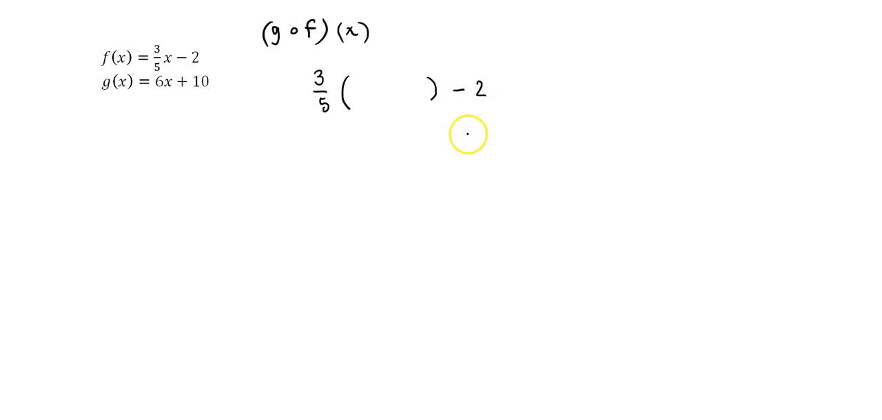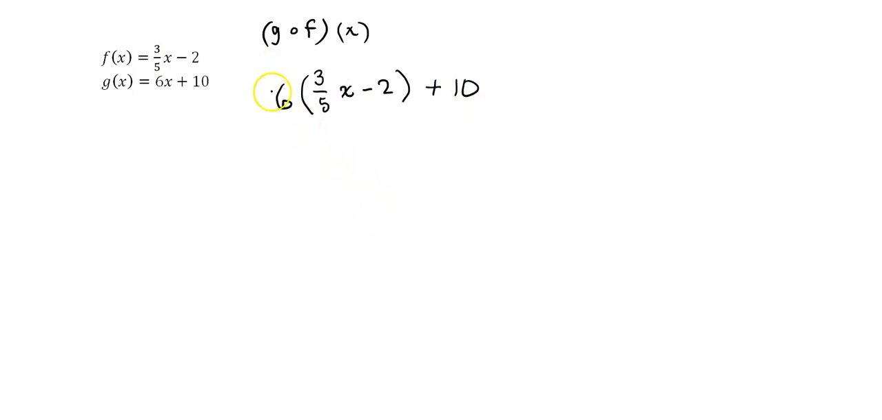Actually, nope, I'm kind of coming at this a little backwards. Sorry about that. So I'm going to rewrite that. I'm going to have my 3/5 x minus 2, and this becomes the input. And then this is my 6 with my input. That x is my input. So this whole thing is that plus 10.